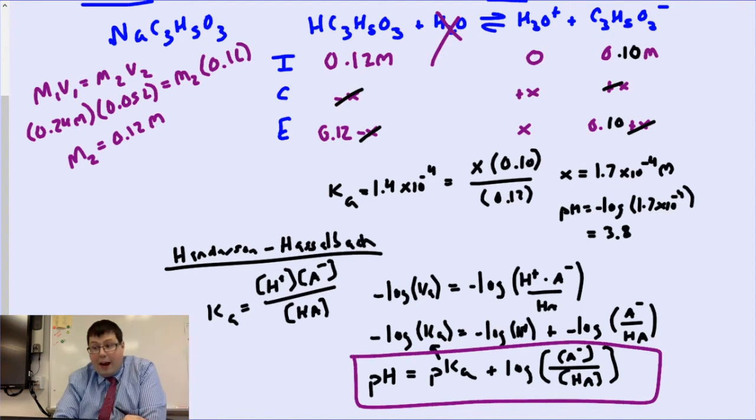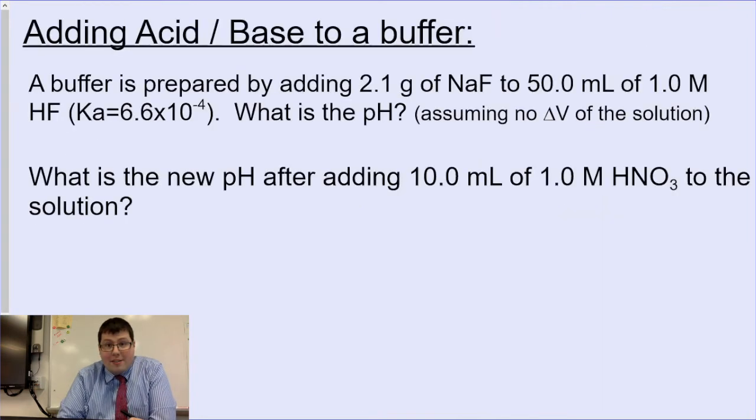It's very useful for calculating the pH of a buffer solution given the concentration of base and the concentration of acid. Now, lastly, let's see what happens when we add an acid or a base to our equilibrium expression. So we have here a buffer prepared by adding 2.1 grams of sodium fluoride to 50 mLs of 1 molar HF, Ka being 6.6 times 10 to the minus 4th. First off, what is the pH? And then, what is the new pH after adding 10 mLs of 1 molar HNO3 to the solution?